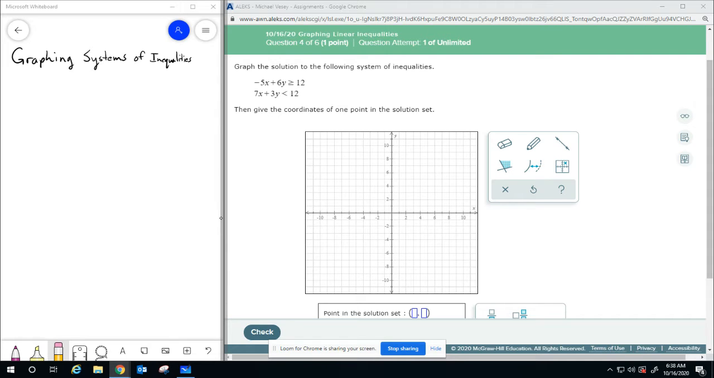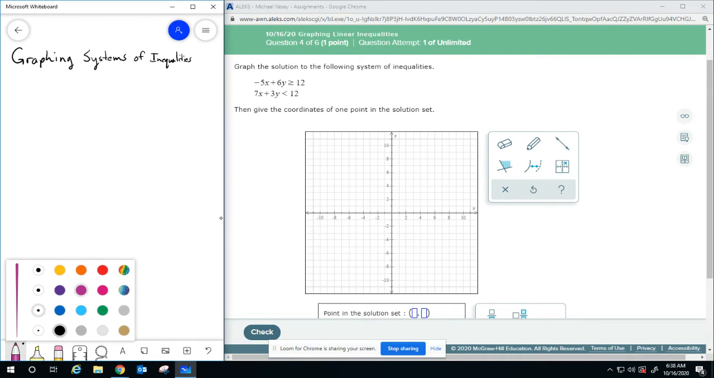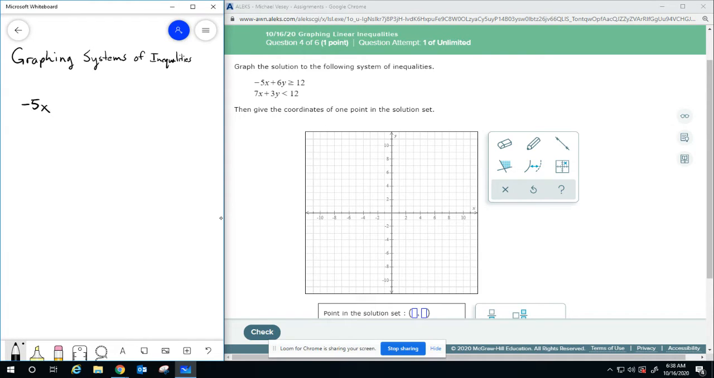Example of graphing a system of linear inequalities in standard form. And so once again, we are going to start by taking each of the inequalities and isolating for y so that we can have it in slope-intercept form. So I'm going to go ahead and do that right here. So this is the first equation.